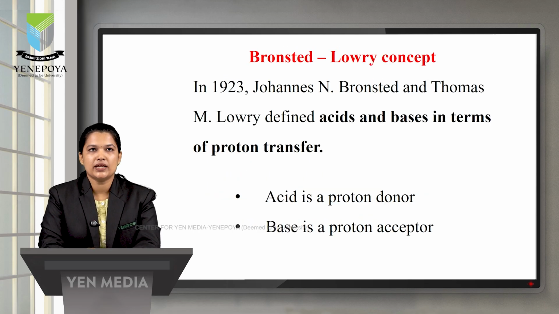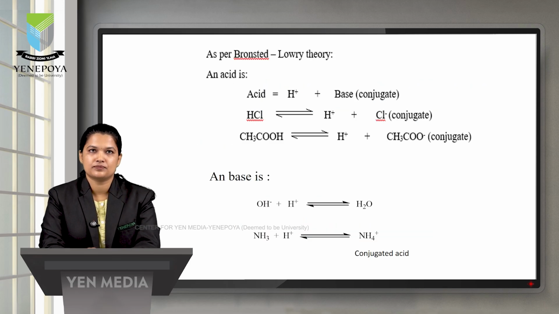In the Bronsted-Lowry concept, in 1923, Johannes N. Bronsted and Thomas M. Lowry defined acids and bases in terms of proton transfer. An acid is a proton donor and a base is a proton acceptor. As per Bronsted-Lowry theory, an acid dissociates to give H+ and a conjugate base. For example, HCl dissociates to give H+ and Cl-, and acetic acid, CH3COOH, dissociates to give H+ and CH3COO-. In the case of a base, OH- accepts H+ forming water, and ammonia accepts H+ to form NH4+, which is the conjugate acid.